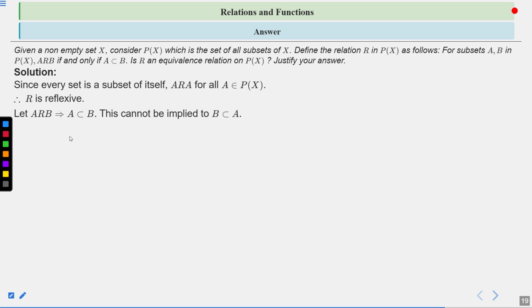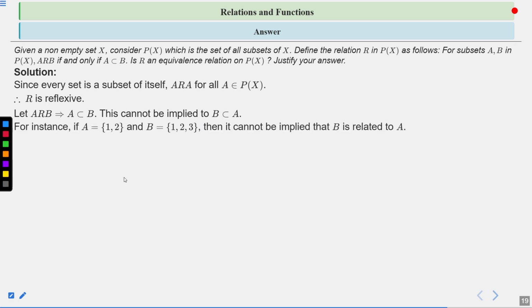Now if A is related to B, this implies A is a subset of B, right? This cannot imply B is a subset of A. For instance, suppose the elements in set A are 1, 2, and the elements in set B are 1, 2, 3. Then it cannot be implied that B is related to A, because B is not a subset of A. Here A is a subset of B, but B is not a subset of A, right? Therefore, R is not symmetric. Clear? R is not symmetric.